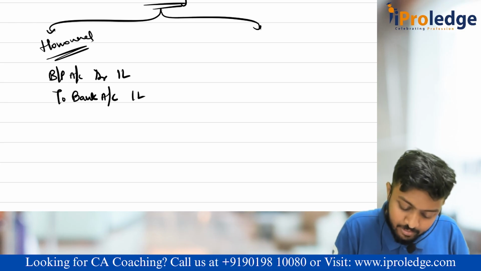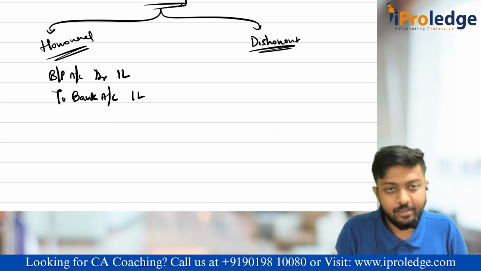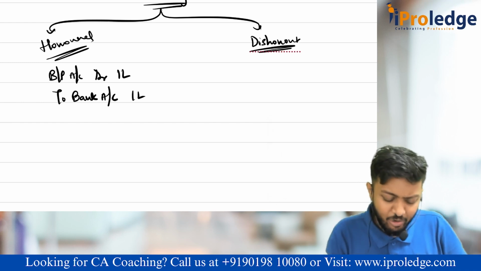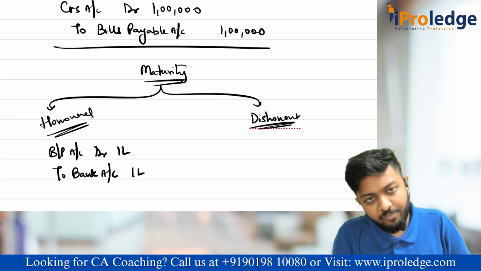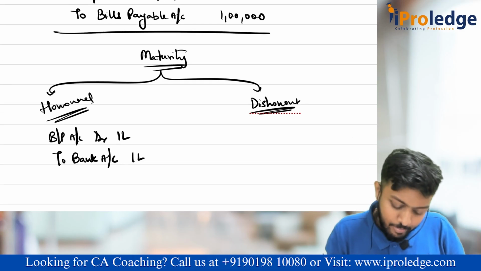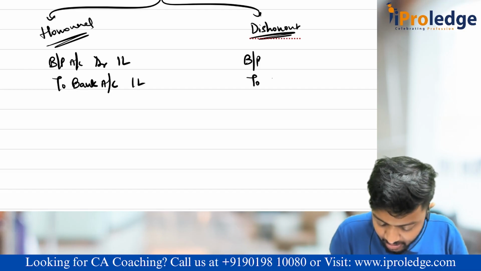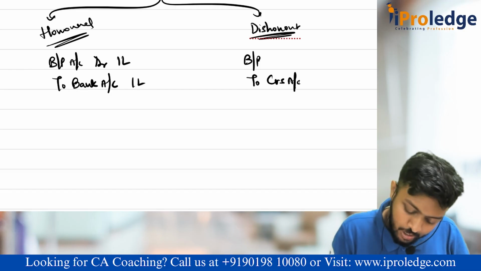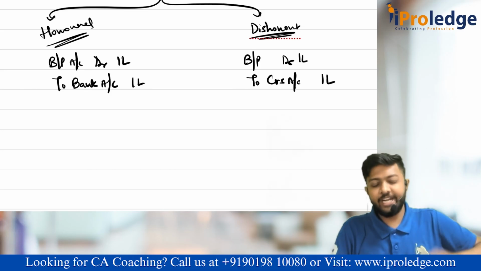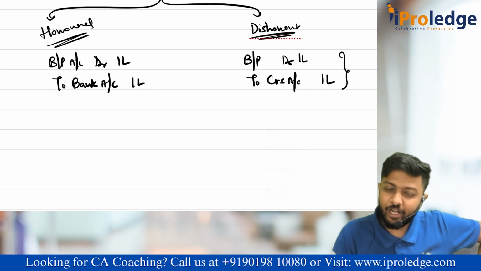What if dishonor happens? That means I, drawee, am not paying any money. So what to do? Again, whenever dishonor comes, reverse entry. What is the entry you would have passed? Creditors to bills payable, whenever you have accepted. Now, since dishonor happens, reverse it. Bills payable to creditors, debit. So how much? 1 lakh, 1 lakh. Just reverse the entry. Sir, in dishonor, this is the entry that you have to pass.